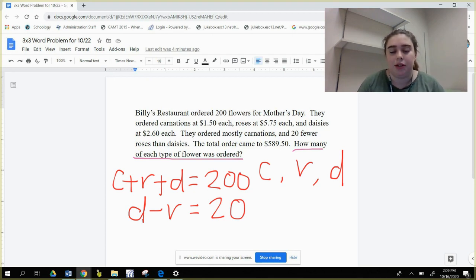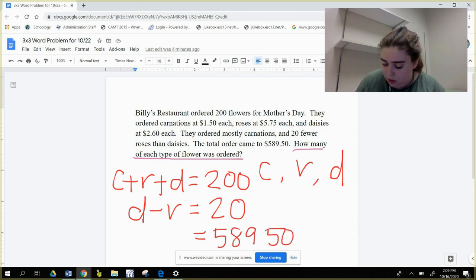So their total order cost $589.50. All right. And then we know the price for each type of flour, although we don't know how many flours of each kind they got. So for this third equation, what it equals is going to be 589.50. Okay. And then what would we write to the left that would, if we add up, come to that total?